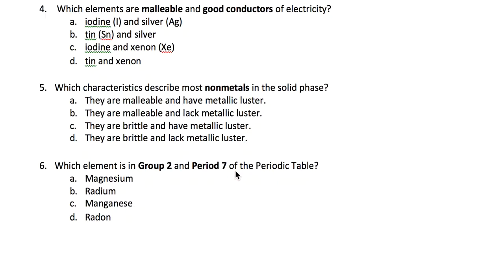Question 4. Which elements are malleable and good conductors of electricity? A. Iodine and silver. B. Tin and silver. C. Iodine and xenon. D. Tin and xenon.